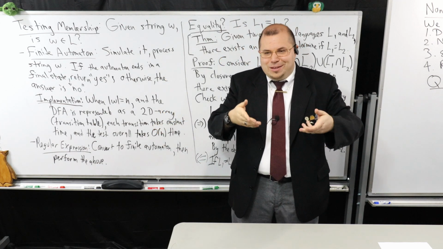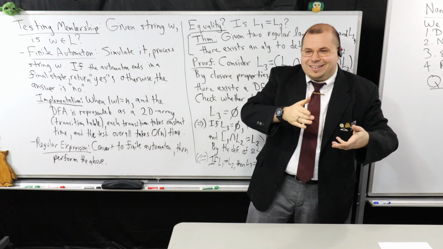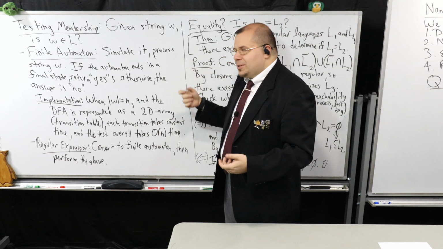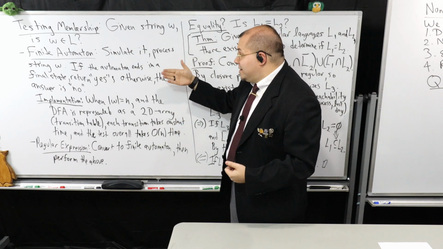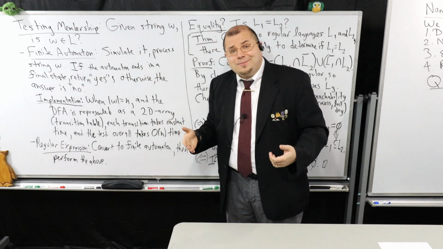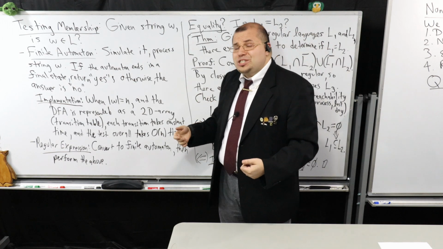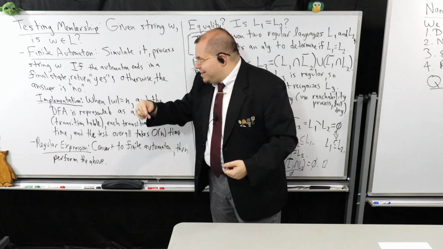I just give you W and you read off the symbols from left to right. The great thing about this is that if the automaton ends in a final state, then you can say yes, it is in the language. If it doesn't, meaning it's a non-final state, that means the machine isn't accepting, so you say the answer is no.